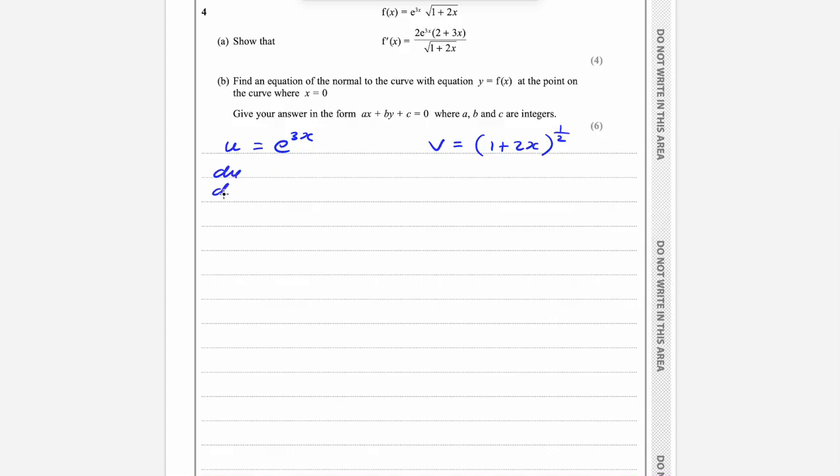du dx is then e to the 3x. The derivative of e to the x is e to the x. The derivative of e to the 3x is e to the 3x, but chain rule, times 3. So put the 3 in the front.